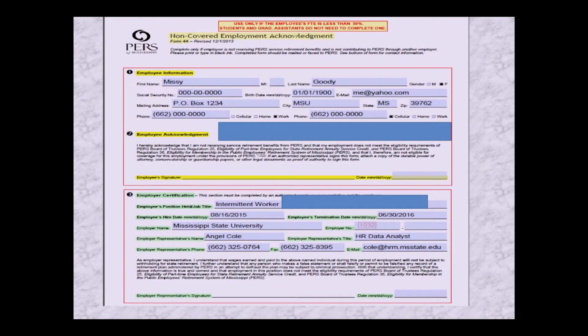We have our non-covered employee form, which is the PERS 4A. Only if their FTE is less than 50%. Students and grad assistants do not need to complete this. The employee fills out the top section, the department fills out the bottom section. Please make sure both sections are completed. The employee number will always be 1032, as shown here.